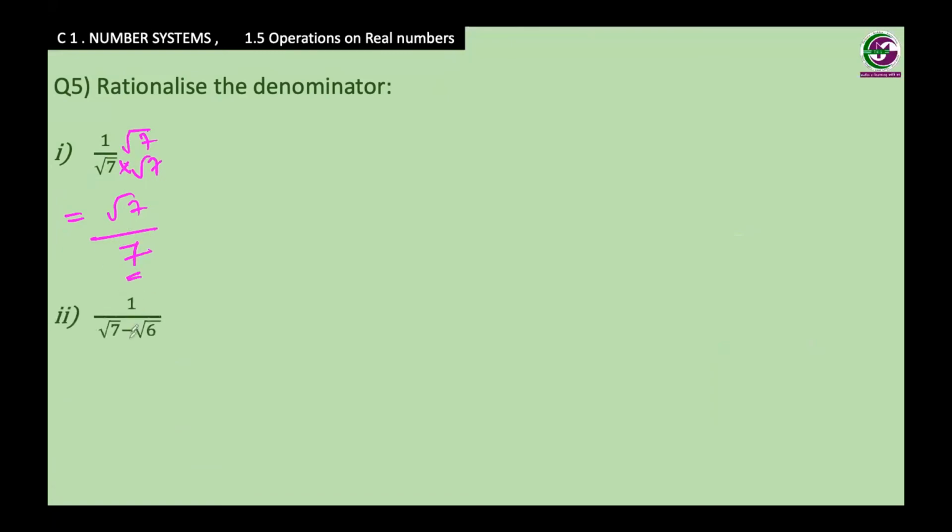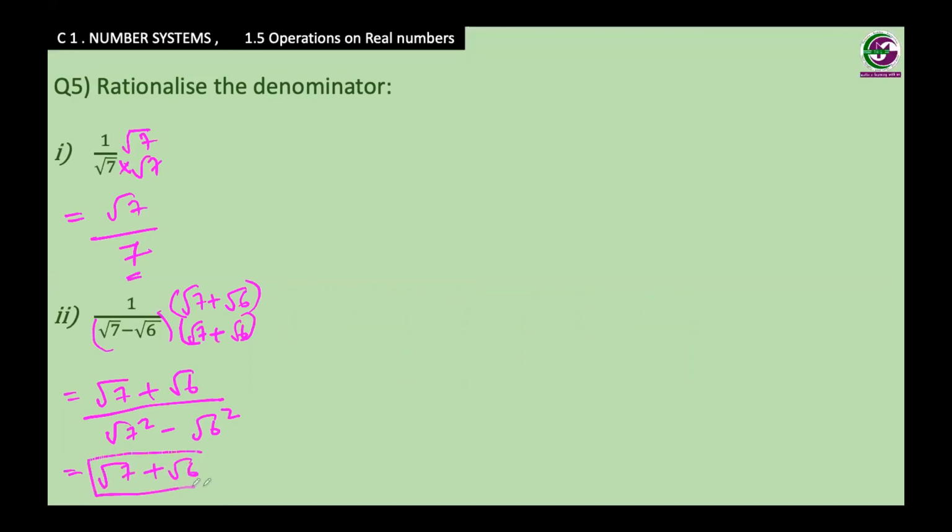Next one. When you have two terms, you have to open a bracket and write the conjugate. Conjugate means the opposite. Square root 7 minus root 6, so it will be plus: square root 7 plus root 6. So we have square root 7 plus square root 6 multiplied by 1 will be the same, divided by a minus b, a plus b is a square minus b square. So which is equal to 7 minus 6. What is 7 minus 6? Which is 1. We don't have to write. This will be 7 and this will be 6. So 7 minus 6 is 1. Let's see the next question.